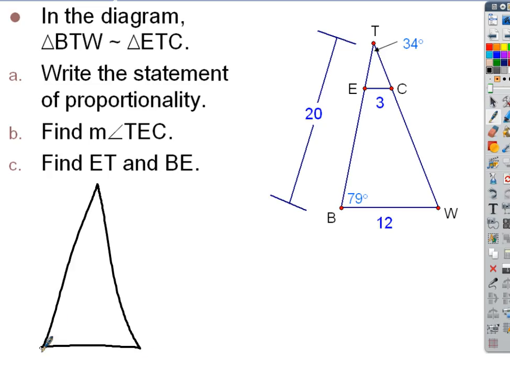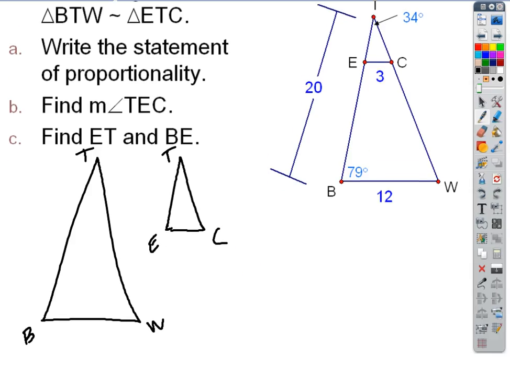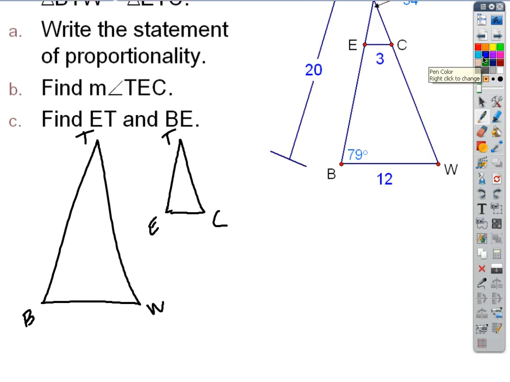Okay, maybe that's good enough. B, T, W, and then we get this little scaled down version, that is E, T, C. And we know some stuff here. We're told that this top angle is 34 degrees. Bottom angle is 79 degrees.